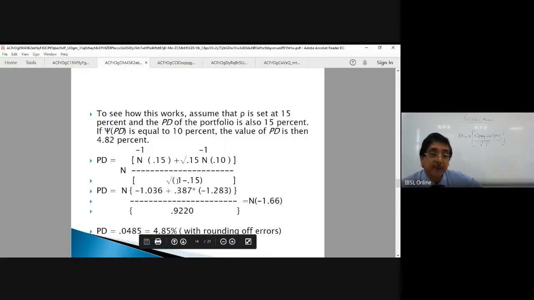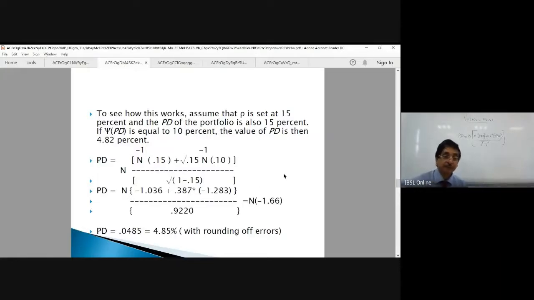1 minus rho is 1 minus 0.15, the square root. Square root of 1 minus 0.15. Right. So we will calculate it. In order to calculate the denominator, it is the square root of 1 minus 0.15. So 1 minus 0.15 will come as 0.85. We have to get the square root of 0.85. That is 0.92195.